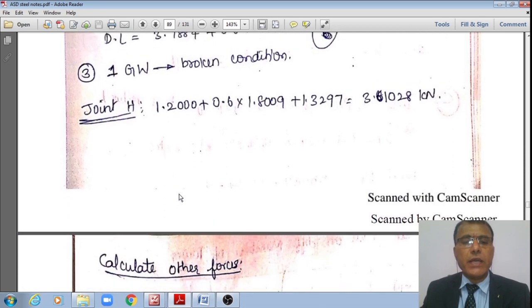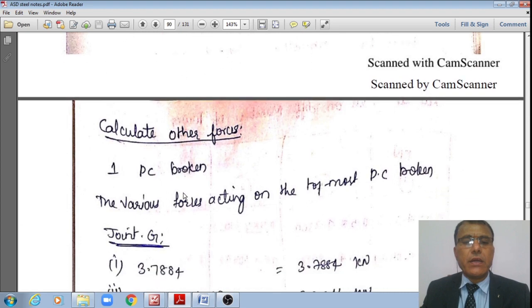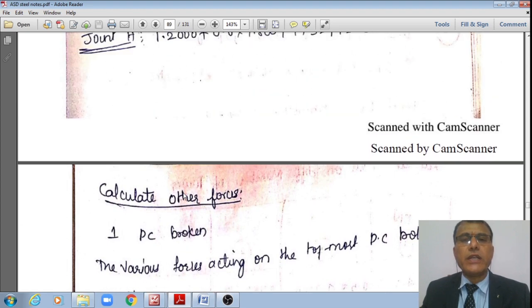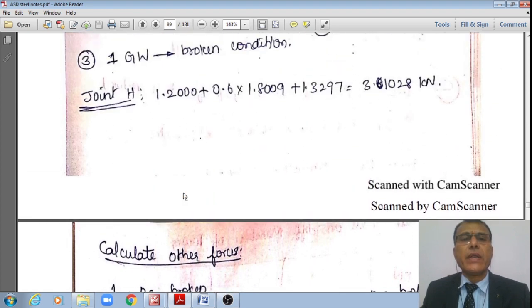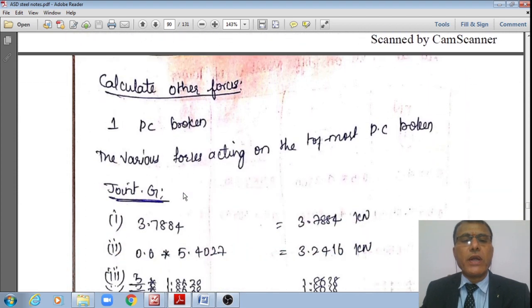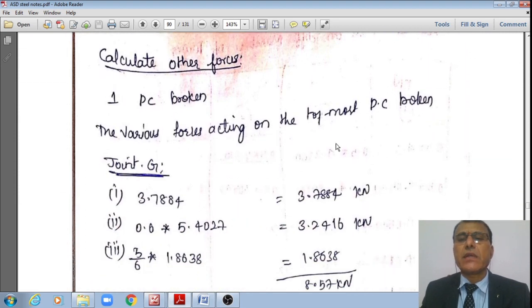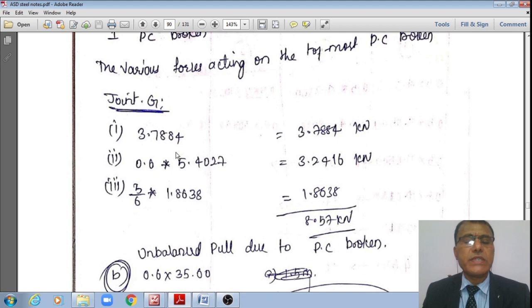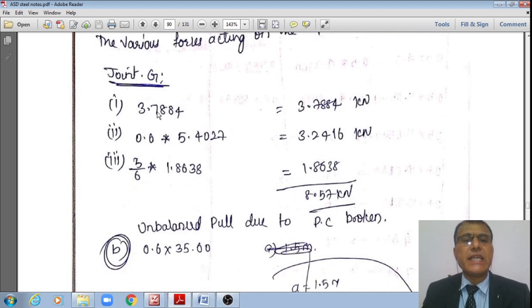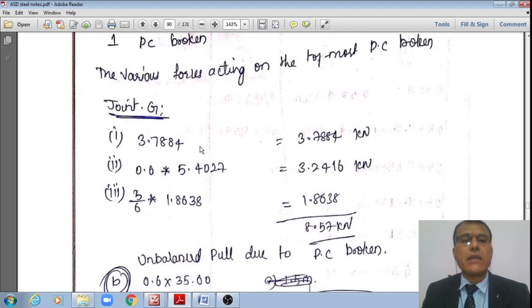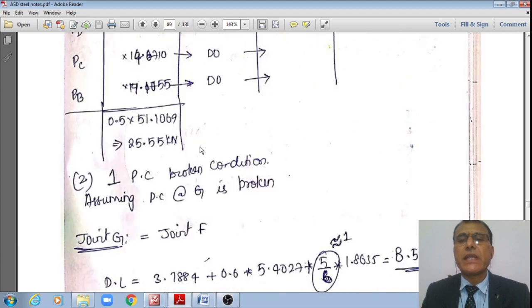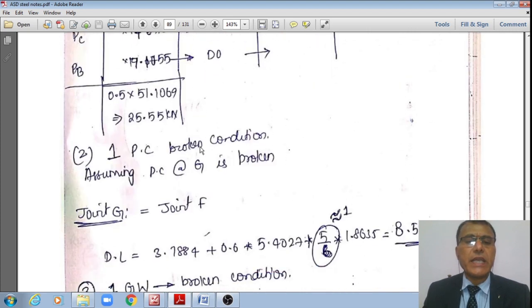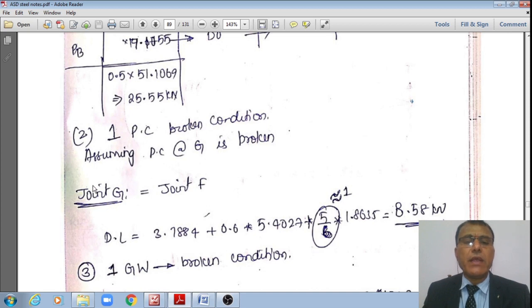Now I'll move to the joint G, where one power conductor is broken. The various forces acting on the topmost power conductor, when it is broken, up to that joint GG there are no changes. Only at G there is a change in force, right? However, that we already calculated in the previous headings, those values at joint G when everything is intact in the working condition.